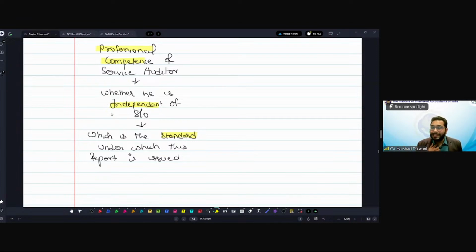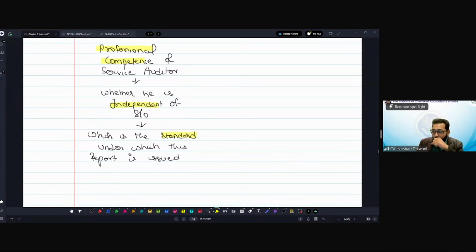For example, the standard says that when you are issuing a type 2 report, do not provide details regarding the operating effectiveness or the testing you have performed. Or that standard says to provide a type 1, type 2 report, but not with reasonable assurance, but with limited assurance. So I need to understand under which standard this report is issued, whether this is relevant to me or not, whether the standard has certain requirements which make this report irrelevant to me. So I need to understand the standard also.